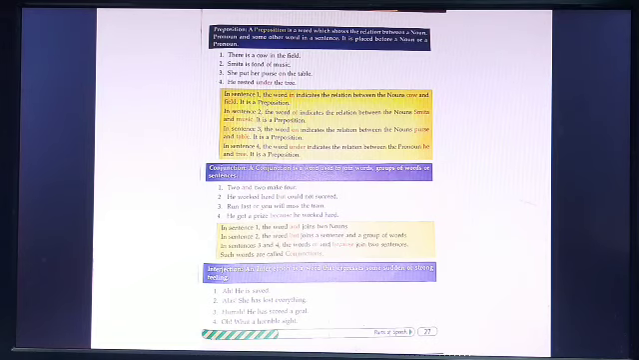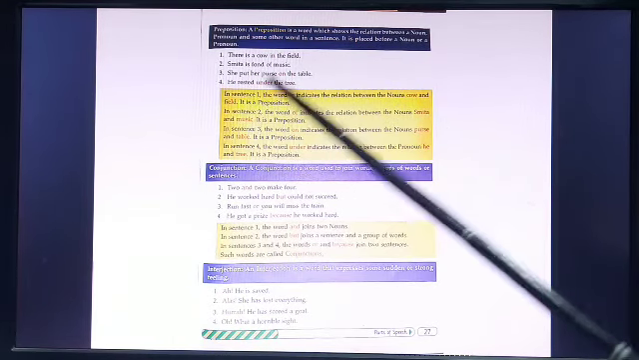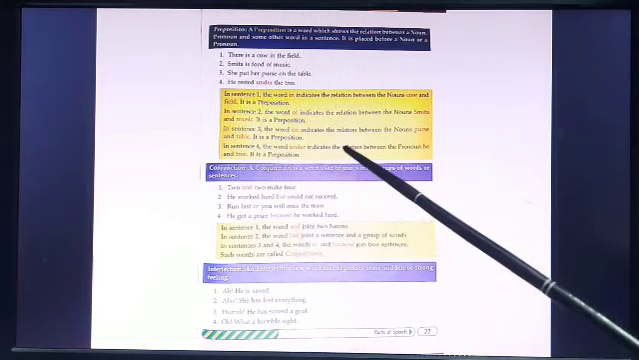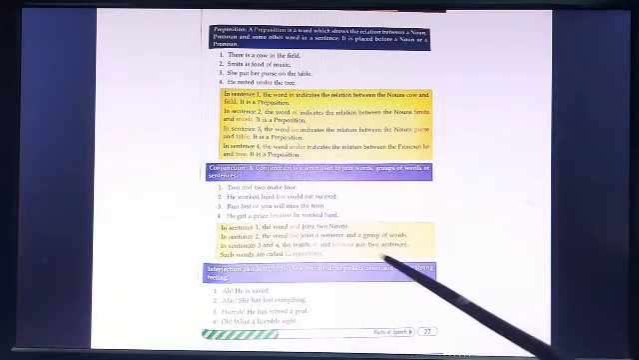So we saw that there are three more. We saw preposition, which is the position word. Then we saw conjunction, which is the joining word. And then we saw interjection, which expresses some sudden or strong feeling.